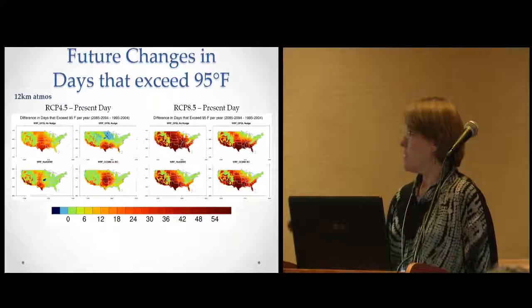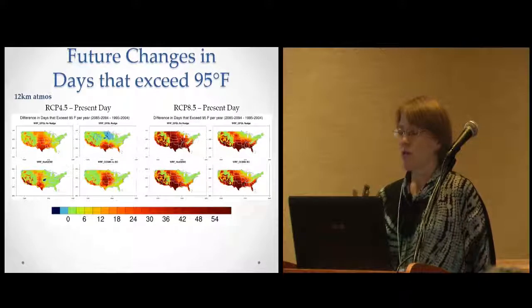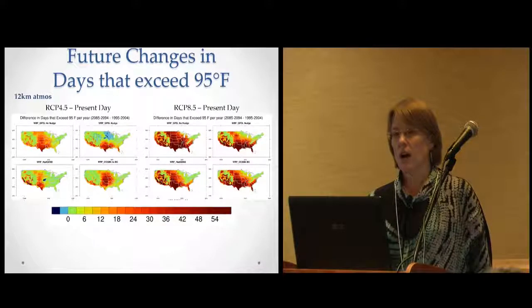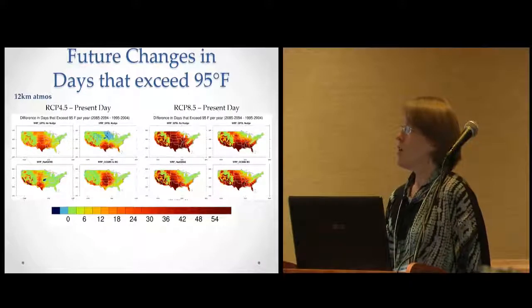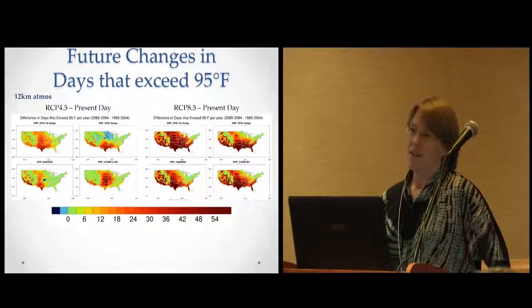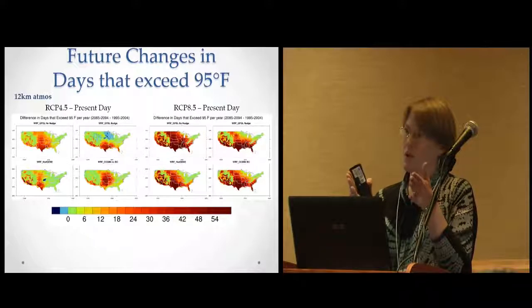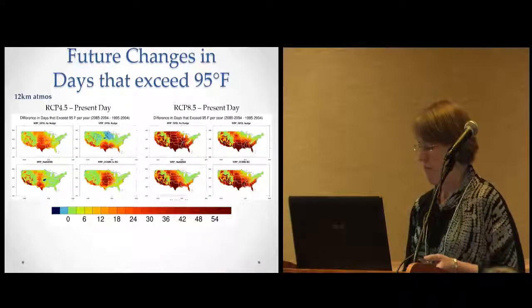This also means, so in present day, most of those 95-degree days or higher occur in the June, July, August time frame. So with an additional 1 to 2 months, summer might not just be between June, July, and August.